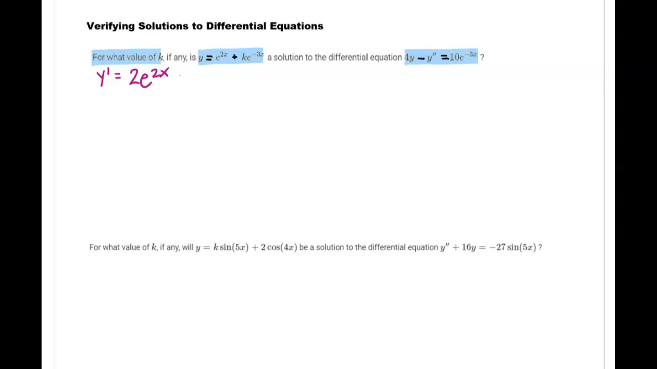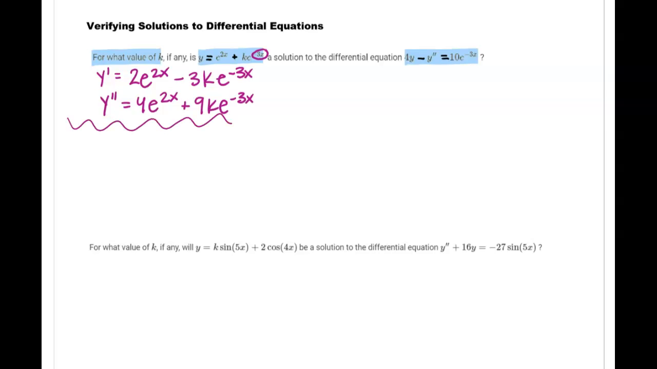So we end up with negative 3k e to the negative 3x, okay? Because again, it's chain rule. If we ignore the k until the end, we have e to the negative 3x times negative 3, and the k just tags along. For y double prime, 2e to the 2x times 2 is 4e to the 2x. We multiply by negative 3 again, so we get 9k e to the negative 3x.